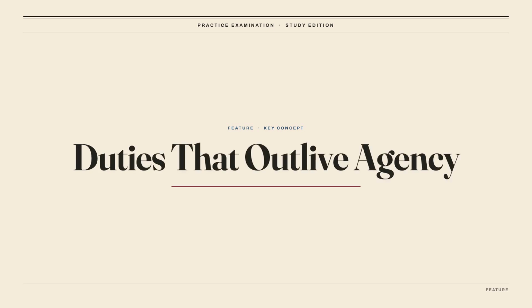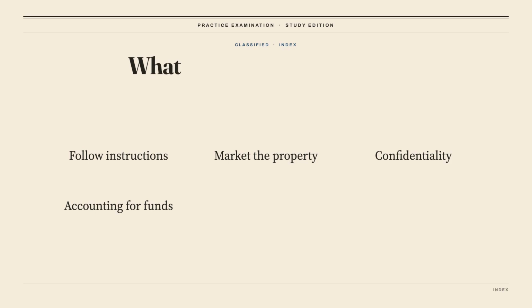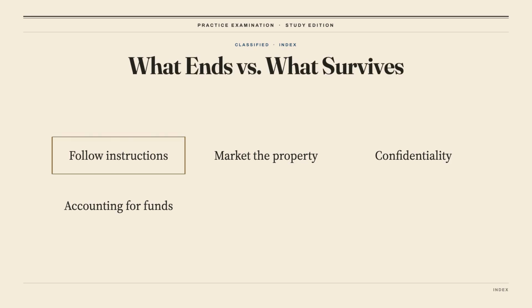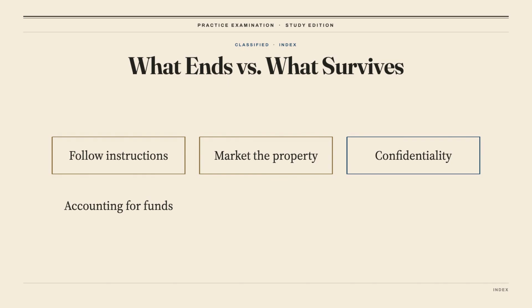When an agency relationship ends, most duties switch off immediately, but two obligations survive termination, and understanding why reveals what these duties were really protecting all along. The duty to follow lawful instructions ends. The duty to market the property ends. But confidentiality and the duty to account for money and property survive termination, exactly as Missouri's statute requires.